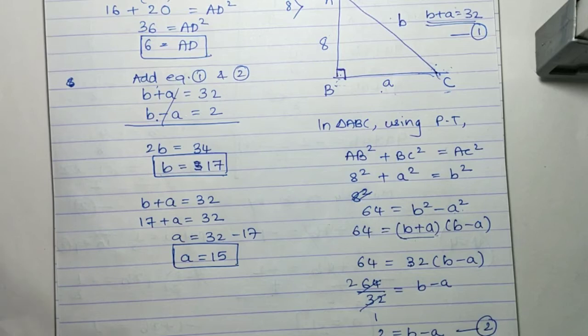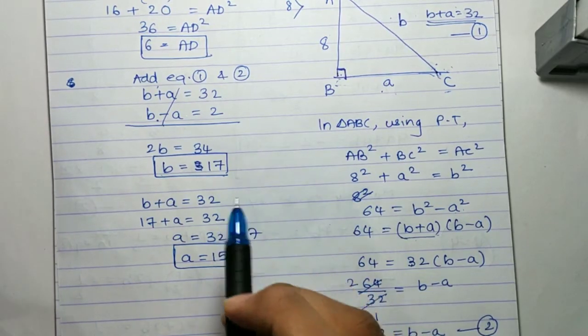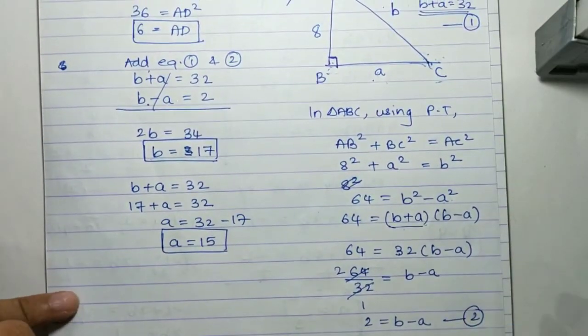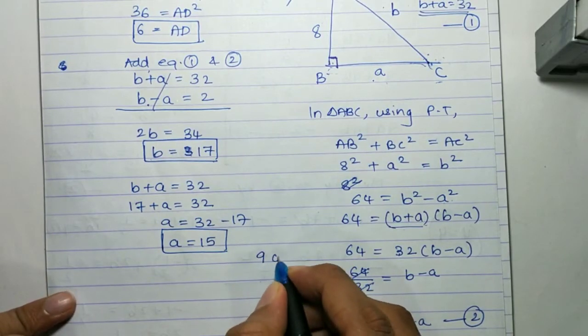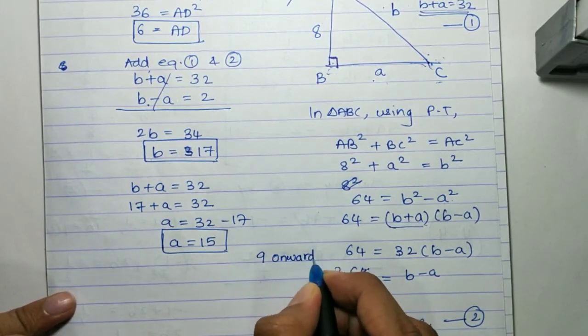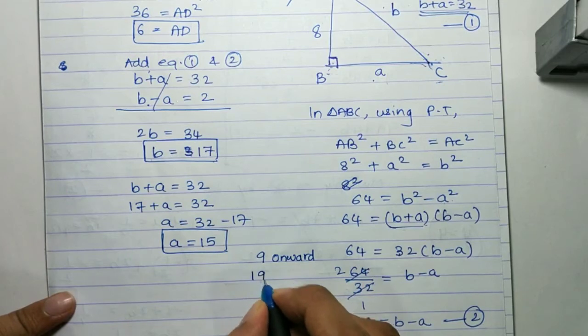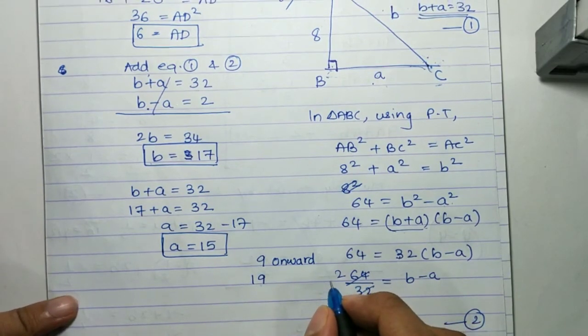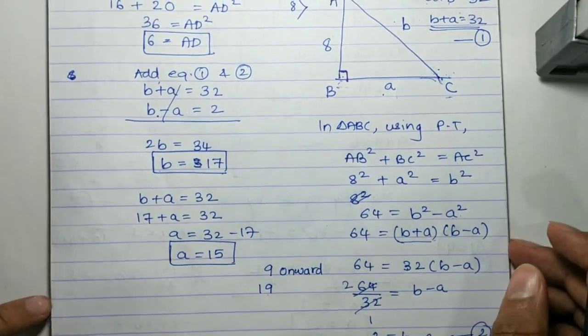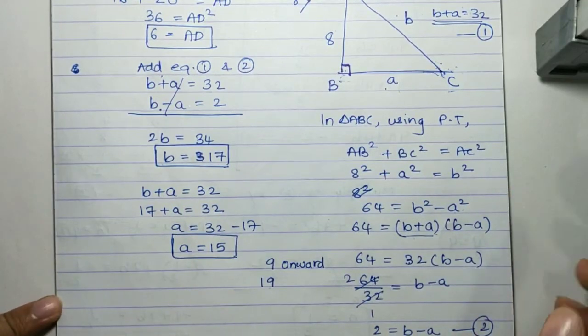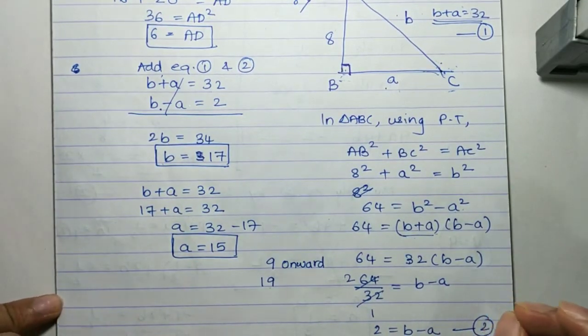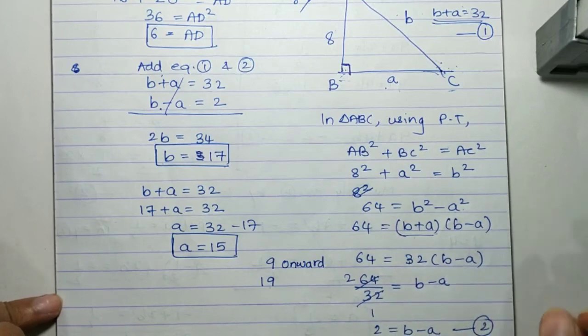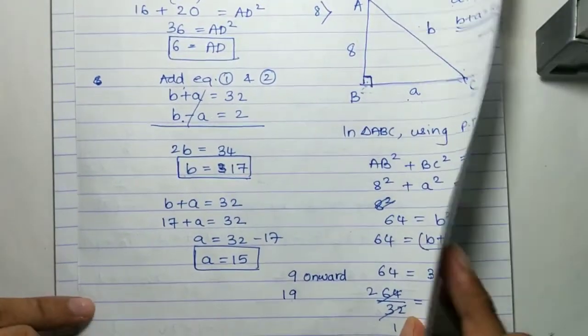Now this was question number 8. Now question number 9 onwards till question number 19 are proof sums. So we'll do them together with all the sums. Let's come to sum number 20 directly, which is not a proof sum. So let's solve the non-proof sums first.